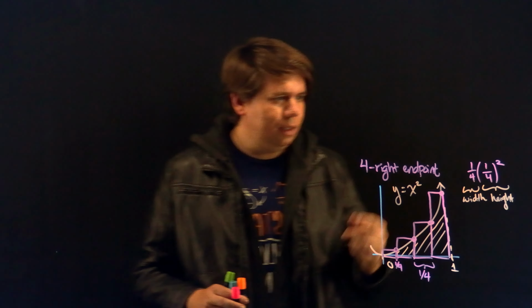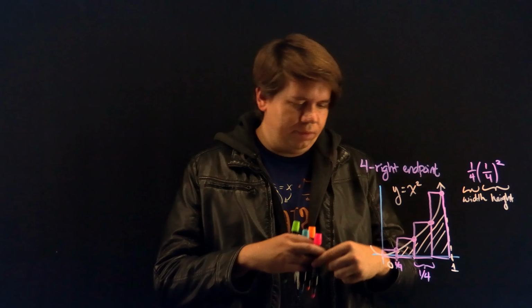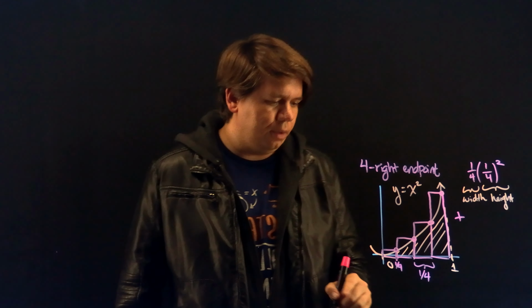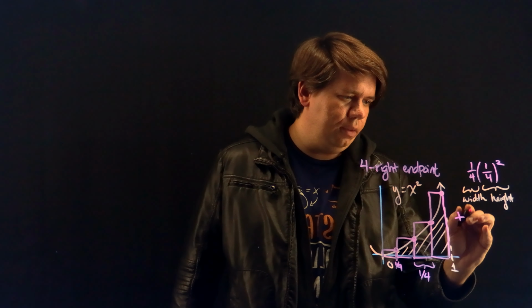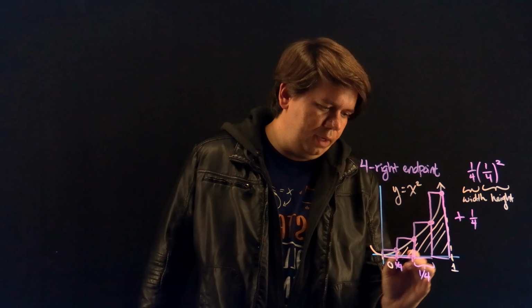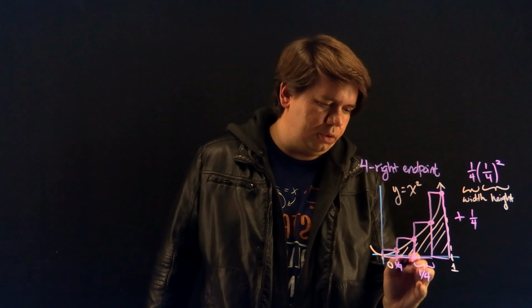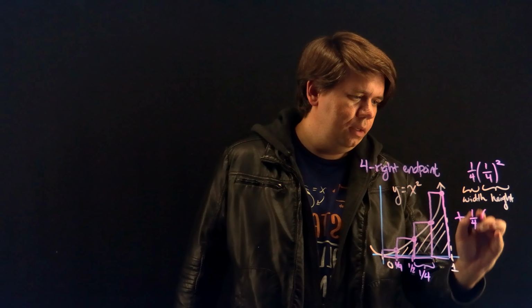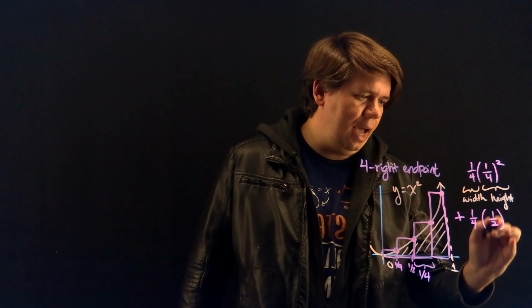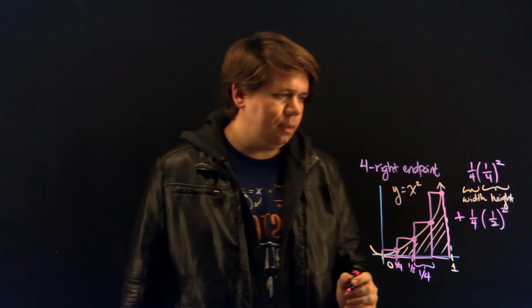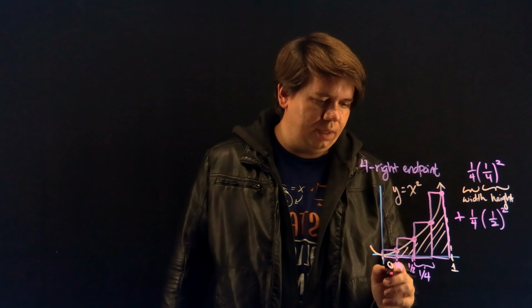Next, I can look at the area of the second rectangle. So let's add to that the area of the second rectangle. It also has width 1/4, but now its height, it's gone over once, twice, 2 widths, so it's now 2/4 or 1/2. So its height would be 1/2 squared. Again, plug it into the function to figure out the height. That's the area of the second rectangle.